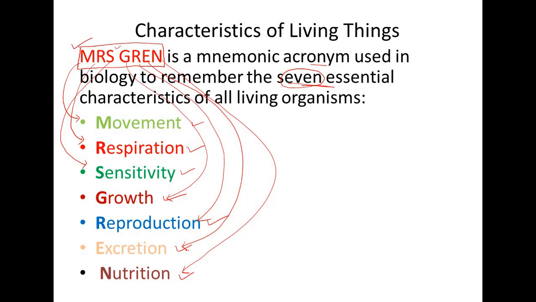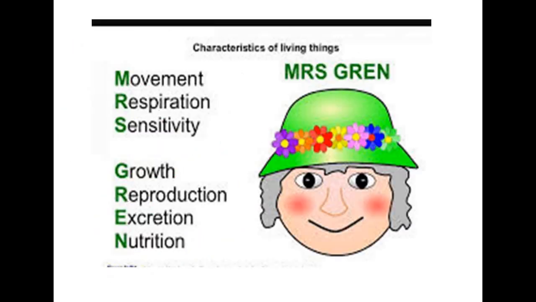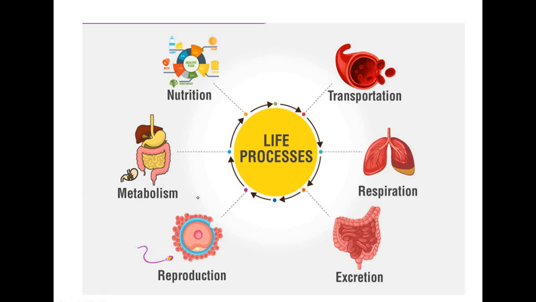I have put an image for this. You can see MRS GREN: M for movement, R for respiration, S for sensitivity, G for growth, R for reproduction, E for excretion, N for nutrition. These are all the life processes I have represented in the image: transportation, respiration, excretion, reproduction, metabolism, nutrition.